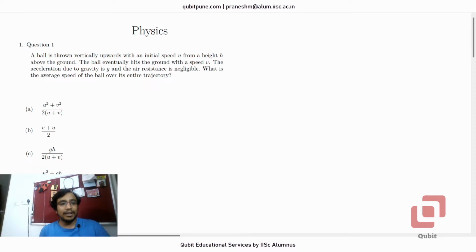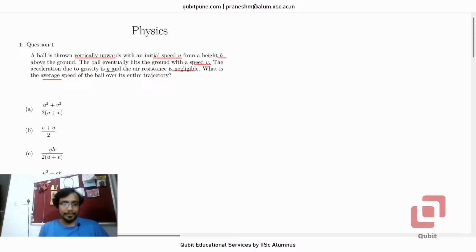A ball is thrown vertically upwards with an initial speed u from a height h above the ground. The ball eventually hits the ground with a speed v. The acceleration due to gravity is g and the air resistance is negligible. What is the average speed of the ball over its entire trajectory? The options are: (u squared plus v squared) upon 2(u plus v); u by 2 plus gh by 2(u plus v); and (u squared plus gh) upon 2 times (u plus v).